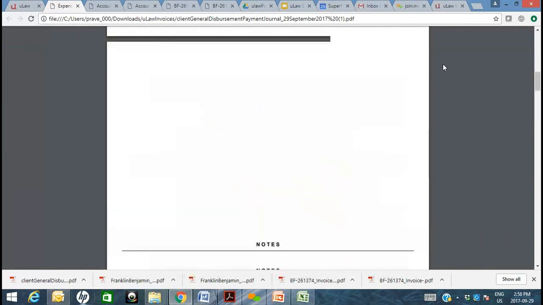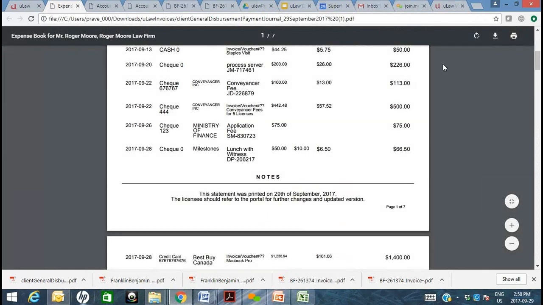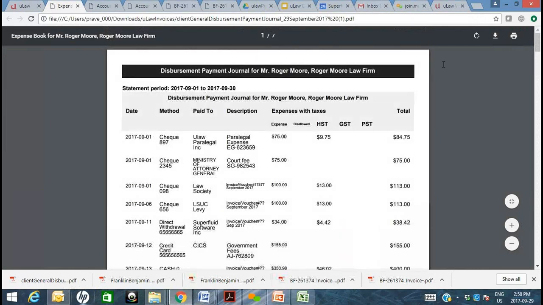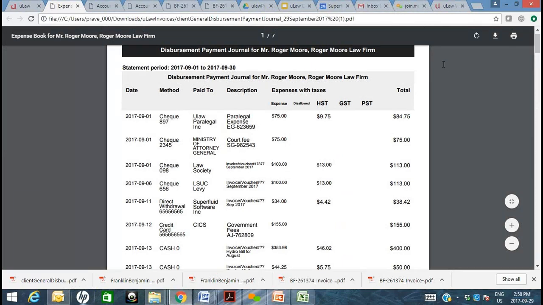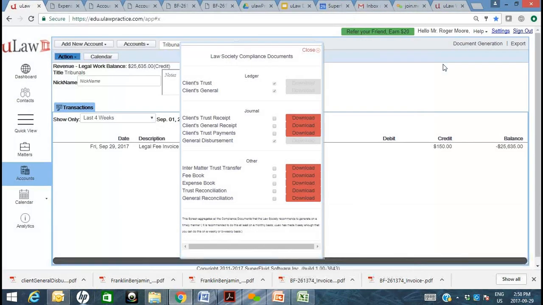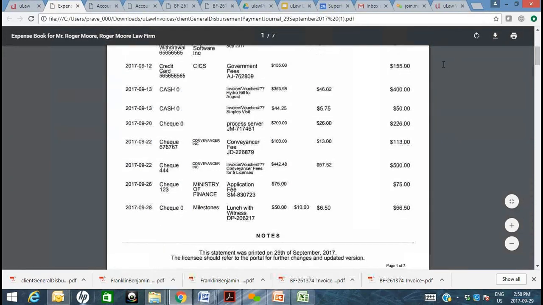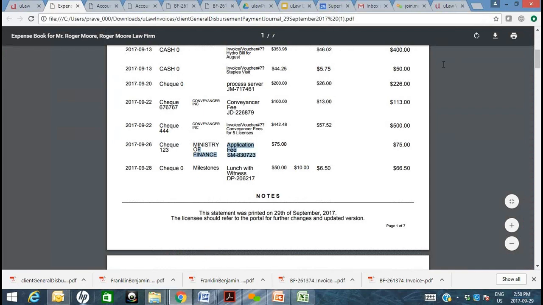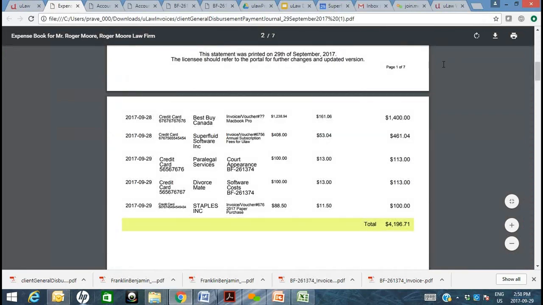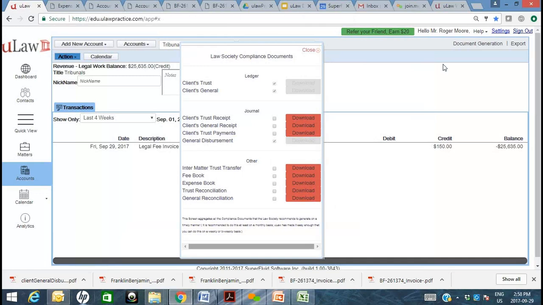So if you were to come down further, okay, so let's look at, so you had the application fee, the court appearance, paralegal fees, all that's coming out, software costs for Divorcemate, right? So all that's captured within your General Disbursement Journal.